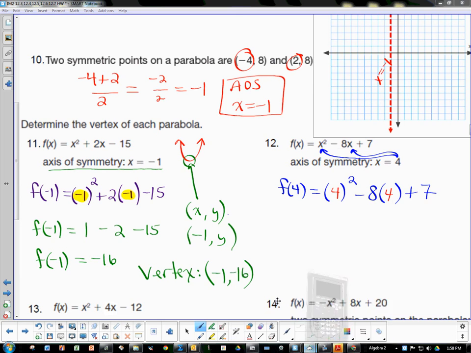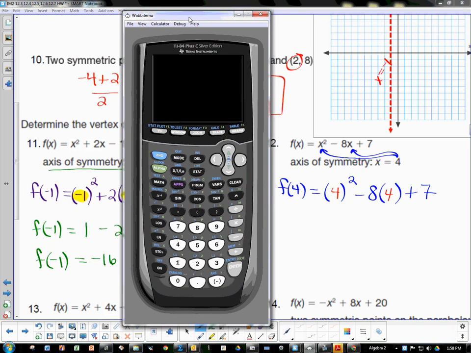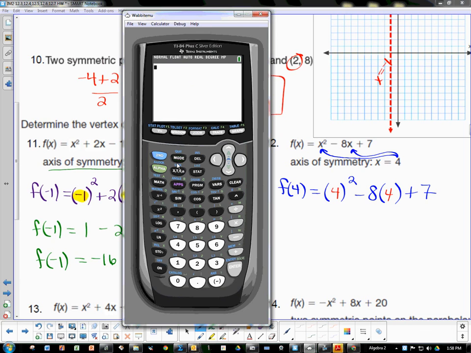So check this out. Let's take out your calculator and go to the home screen. And we'll go 4 squared. And then minus, and you don't even have to do the 8 times 4. I mean, it's going to be 32. But you could do minus 8 multiplied by 4. And then we have plus 7. And there you have it. It's going to be -9. So f at 4 is equal to -9. We have a vertex of 4 comma -9.